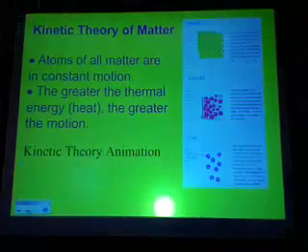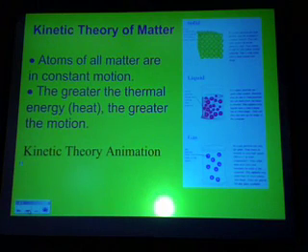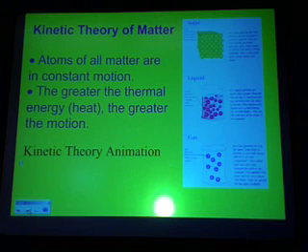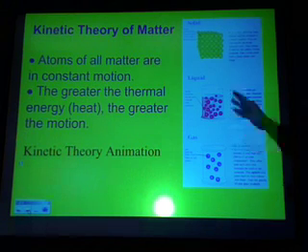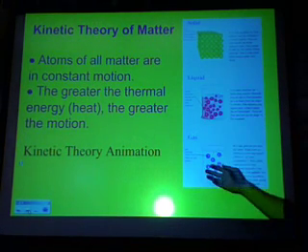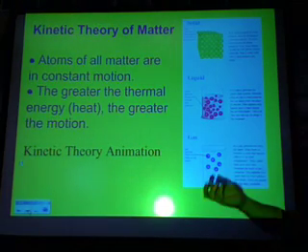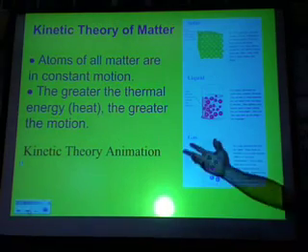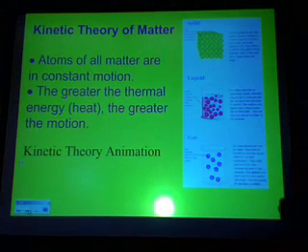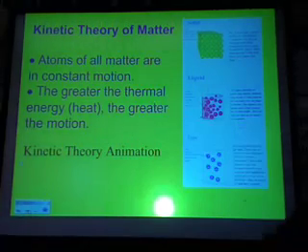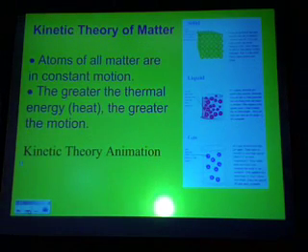The kinetic theory. So we know now matter is made up of little particles, but we should also know that the particles are in constant motion. When we go from a solid to a liquid to a gas, we haven't changed the kind of atom. It's still the same atom. Whether water is ice, liquid water, or steam, it's still the same atom. What we've done is by adding heat, thermal energy, we cause things to move more.